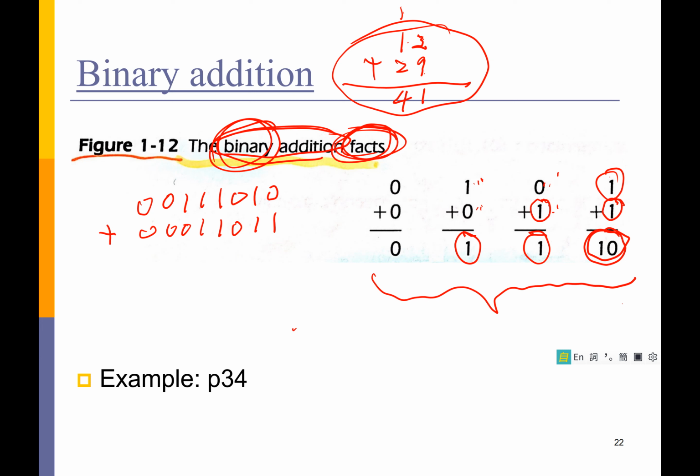Okay? So this is a base 2 number. The second one is also a base 2 number. We have 2 base 2 numbers, and we want to do addition. We want to add these 2 numbers. So how do you do this mathematics?